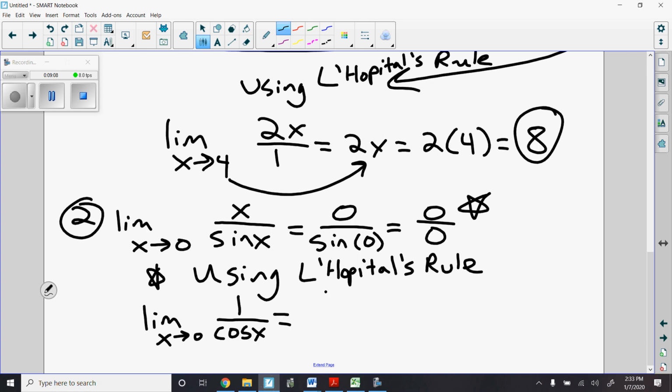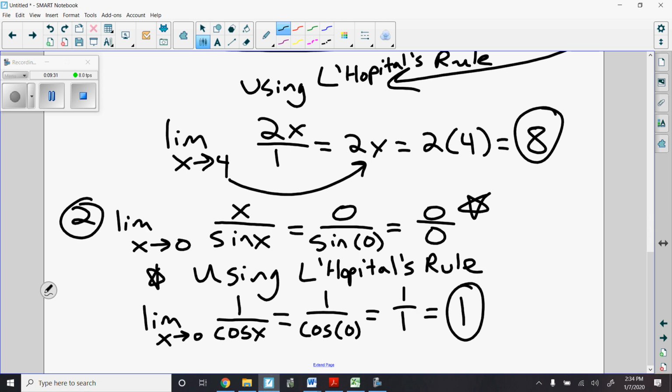Well, we end up with 1 over cosine 0. And we know from our unit circle that cosine 0 equals 1, so I get 1 over 1, which equals 1. And that is the correct answer. So again, L'Hopital's rule can be pretty powerful here.